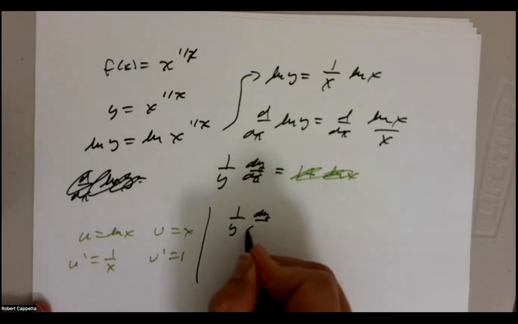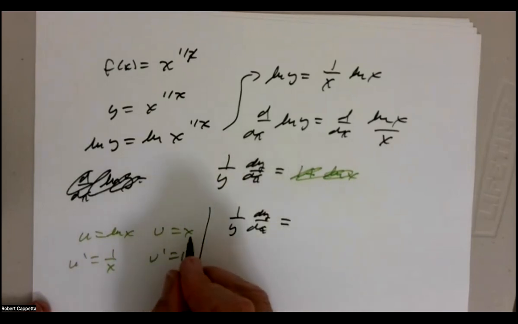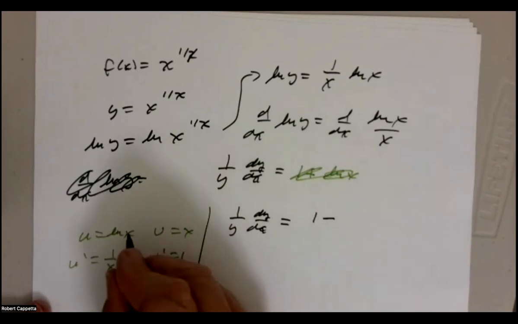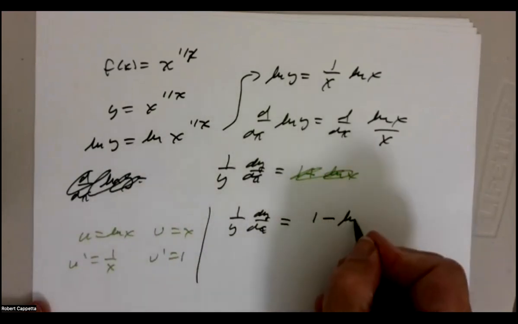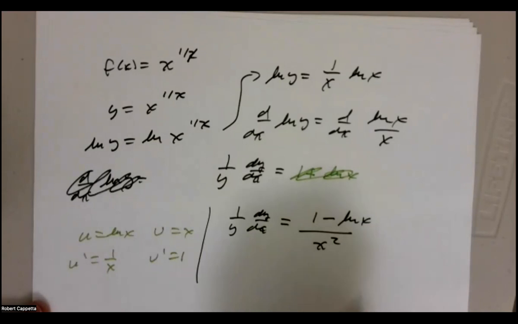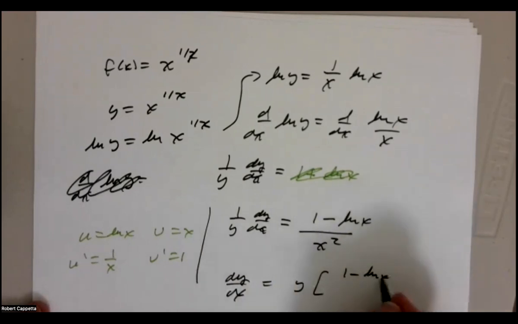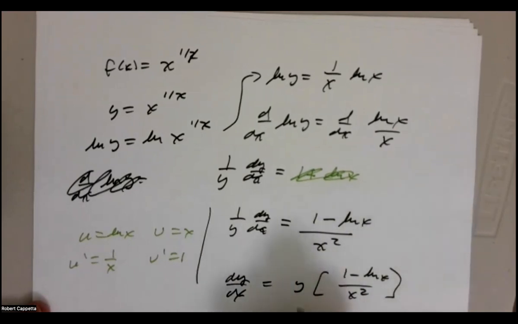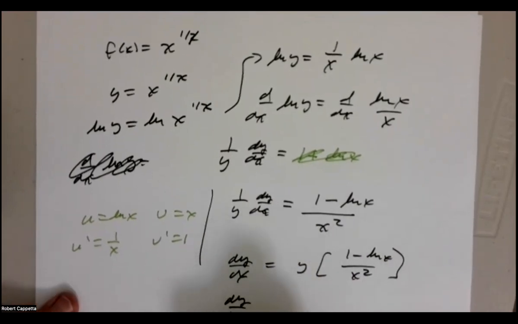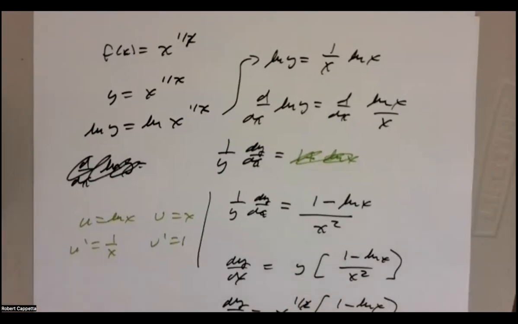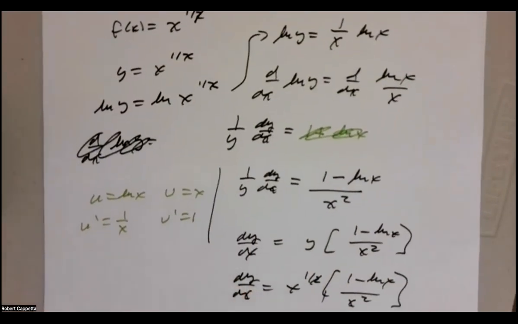1 over y dy dx, we're using the quotient rule. U prime v, 1 over x times x, that's 1, minus u v prime, minus log x, all over v squared, all over x squared. So dy dx equals y times 1 minus log x over x squared. What is y? Y is x to the 1 over x. So dy dx is x to the 1 over x times 1 minus log x over x squared. And that, my friends, is that.